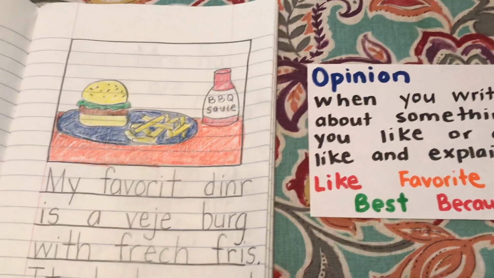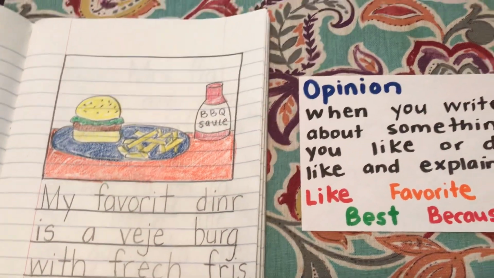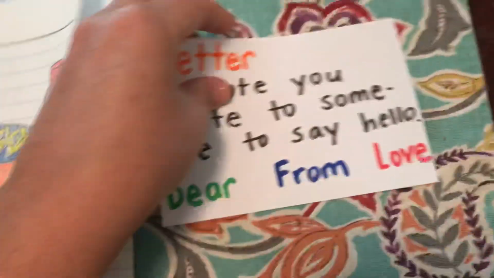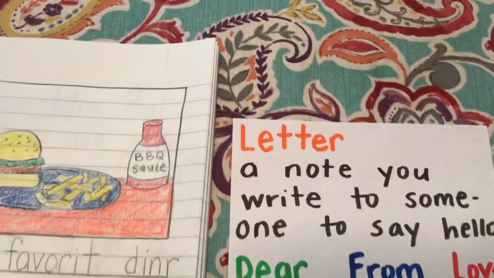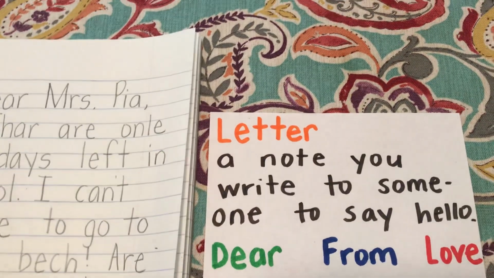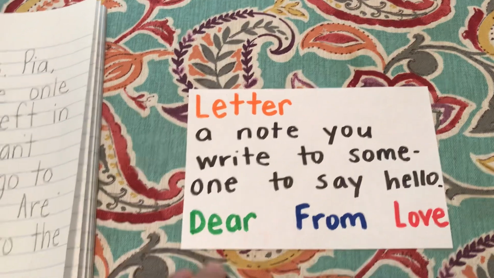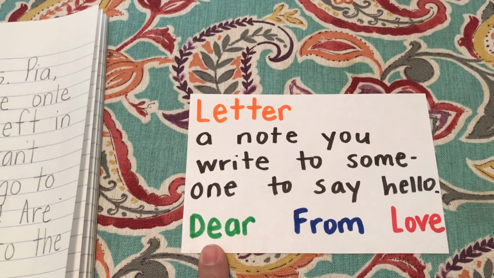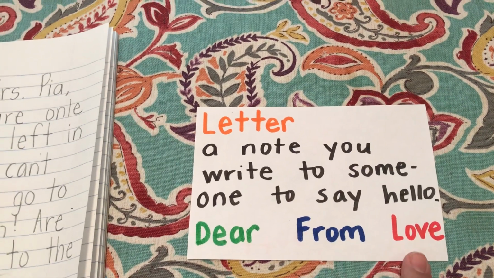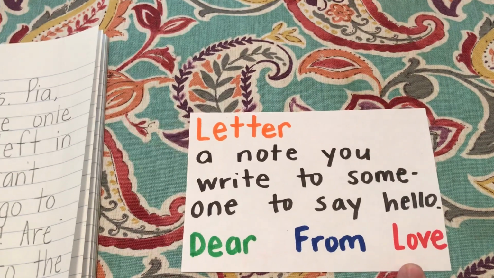So today you can decide something you want to write about, something you like or don't like, and maybe tell me why. The other choice today, if you don't want to do opinion writing, would be maybe you want to write a letter. So a letter is a note you write to someone to say hello. And we've done letters before at school too. So some keywords you might want to use for writing a letter would be dear to start your letter, almost like another way to say hello. And we like to usually end our letters with either from Mrs. Drosky or love Mrs. Drosky.